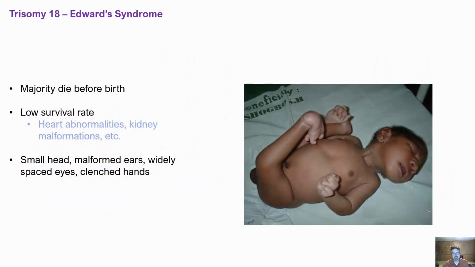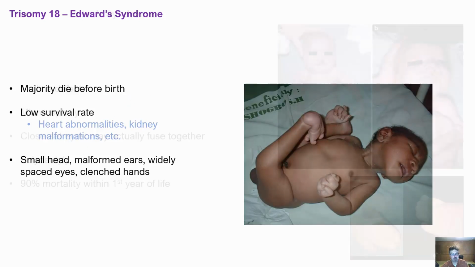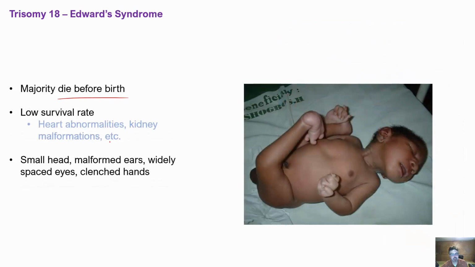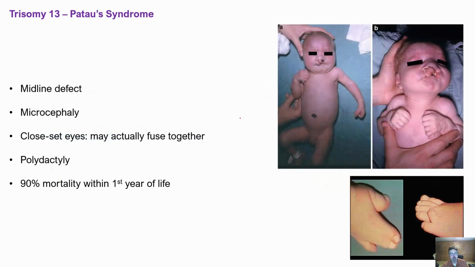With Edwards syndrome, we can see that the majority do die before birth, and those that do survive will have a lot of different abnormalities: heart abnormalities, kidney abnormalities, malfunctions, things like that. You'll notice some microcephaly, so a smaller head, and malformed ears, typically set a little bit lower. You'll notice widely spaced eyes, so the eyes are further apart as well, and you'll see these clenched hands and these feet as well.